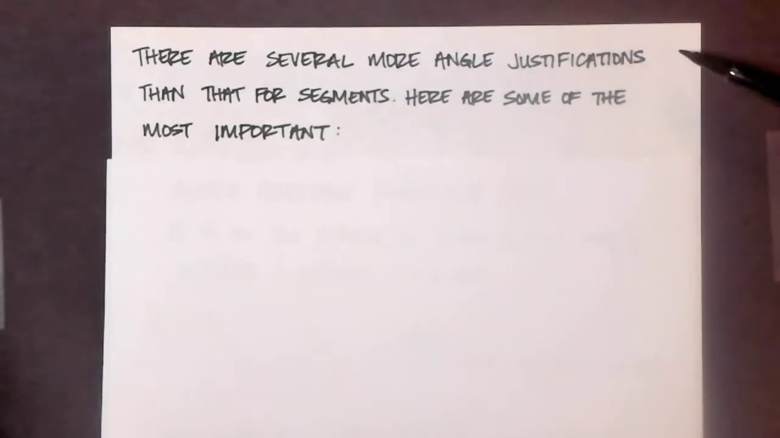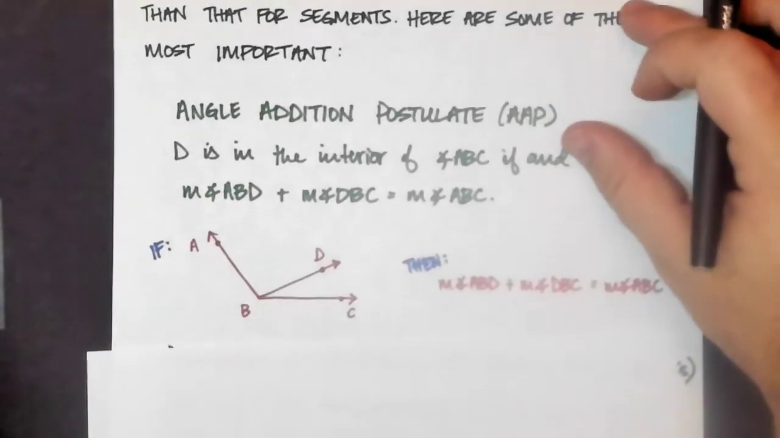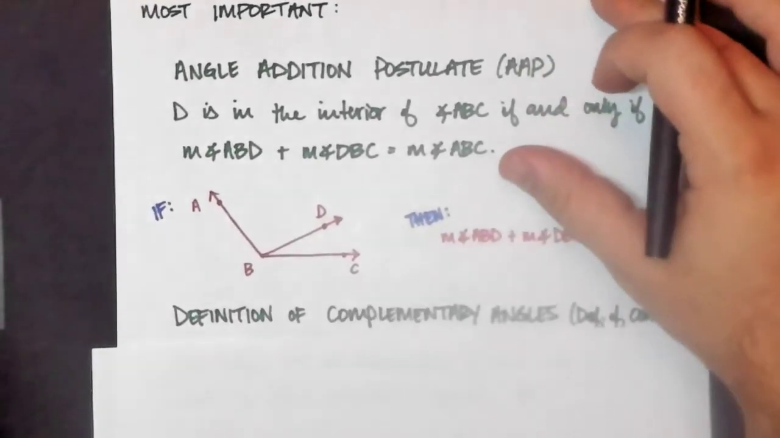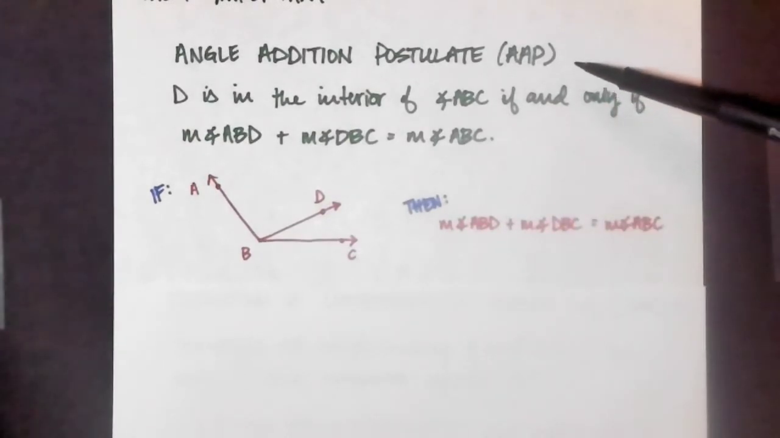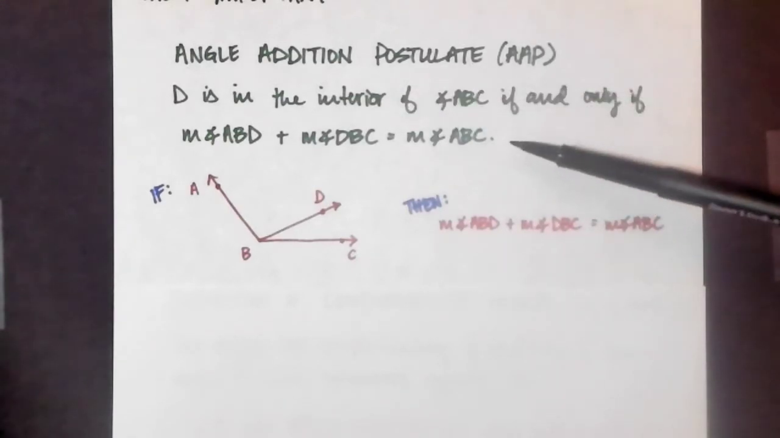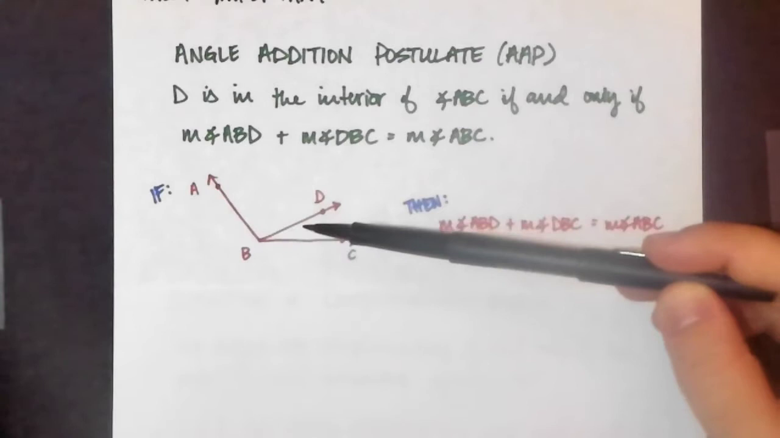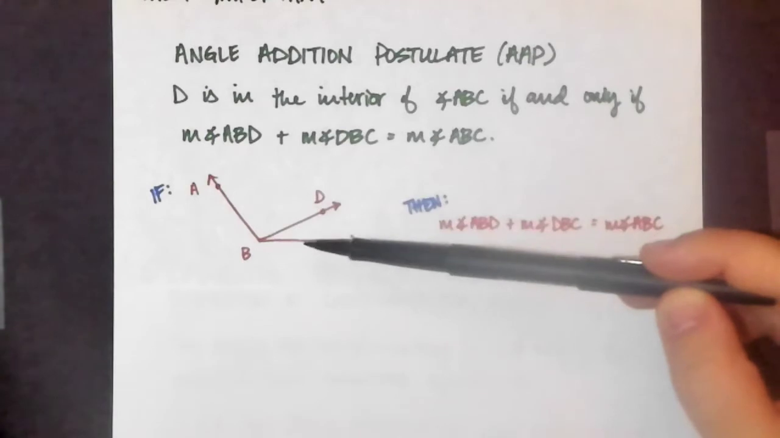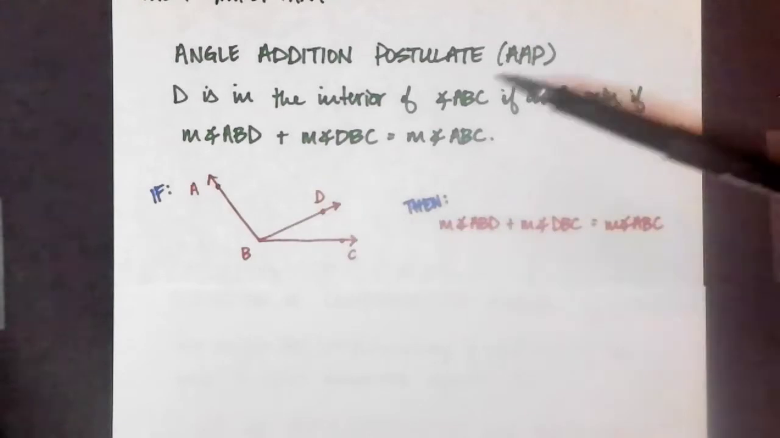Now there are several more angle justifications than that for segments, and here are some of the most important. First, and this will sound a little bit familiar, here we have the angle addition postulate. It's pretty much the same concept as the segment addition postulate, except now we're dealing with angles. D is in the interior of angle ABC if and only if the measure of angle ABD, which is right here, plus the measure of angle DBC, which is right here, is equal to the measure of angle ABC, that overall angle.